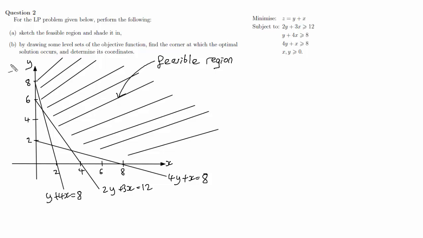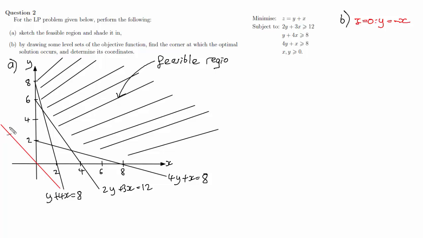And that's part A. Now for part B, we're going to draw some level sets. We'll do that in a different colour. To find a level set, we set z equal to some constant. So we'll begin with, say, z equals 0. That will give us the line y equals minus x. And we can draw that in straight through the origin.